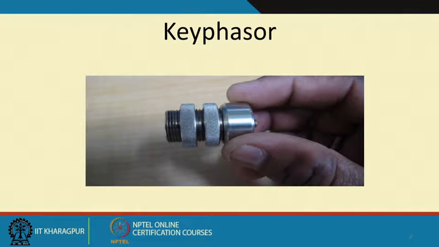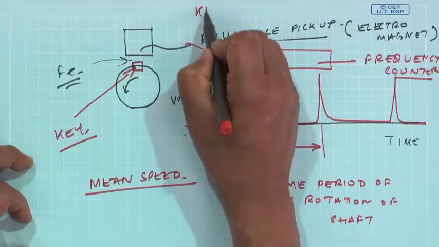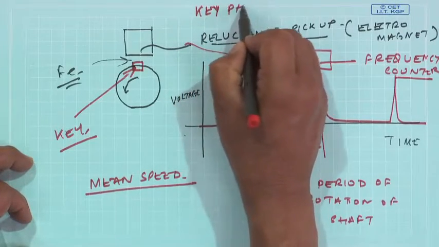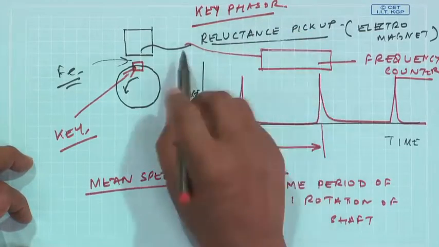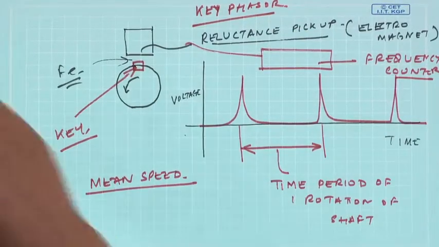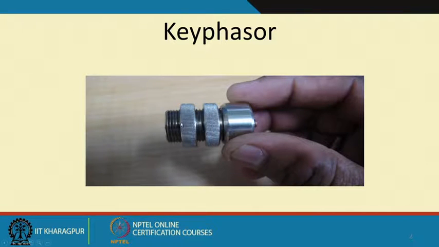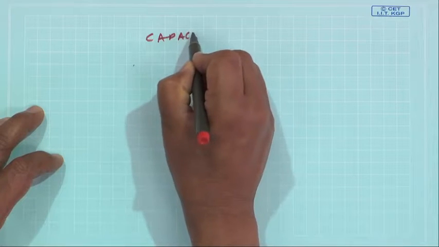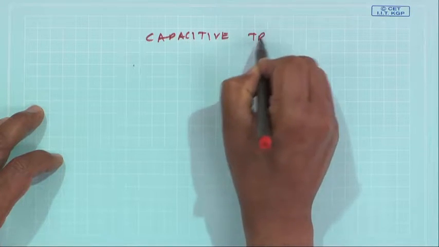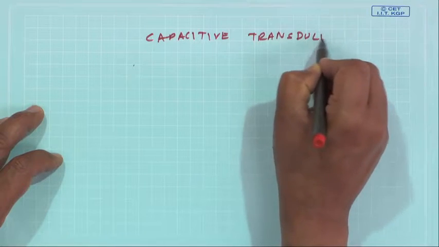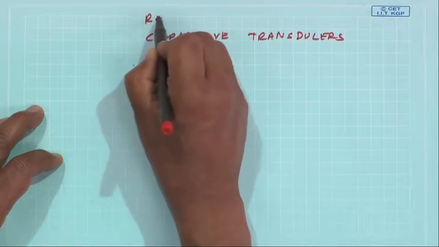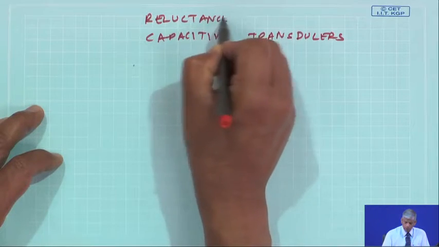So, these are some of the trade names of this reluctance pickup. One is what is known as a key phasor. There is a company who deal with these key phasors, and they have named it. All are required if there is an electromagnet here. Some of them also have a capacitance probe, because if the gap changes, the capacitance would also change. So, such capacitive transducers are also used. Reluctance type transducers.